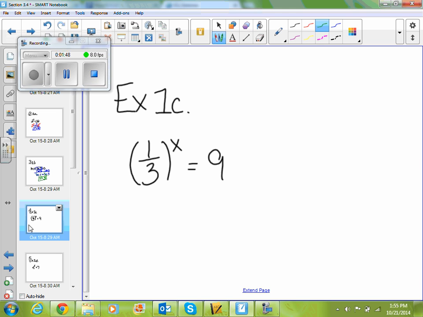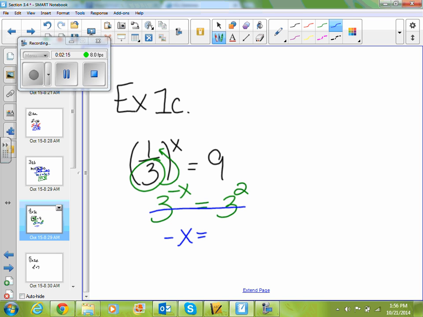Okay, if I look at 1c, (1/3) to the x power equals 9. So I'm trying to get my bases to be the same, so I'm going to try to get a base of 3. If I bring that 3 to the top, then I know that that changes my exponent to be negative, so I get 3 to the negative x. And then I know that 9 is the same thing as 3 to what exponent? Squared. So one-to-one property tells me that those cancel, so I get negative x equals 2, which tells me x equals negative 2. Perfect.